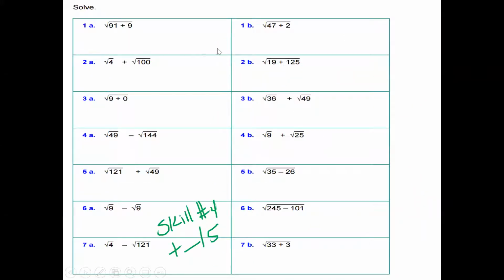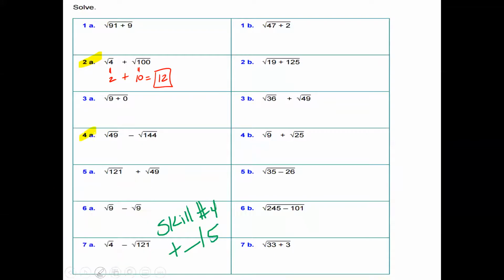Okay, now let's take a look at questions that might be a little bit more complicated. So let's go over a few. We're going to start off with, let's do 2 right here. With this one, you have square root of 4, which you know gives you a 2. Square root of 100 gives you a 10. So altogether, that's going to give you a 12.